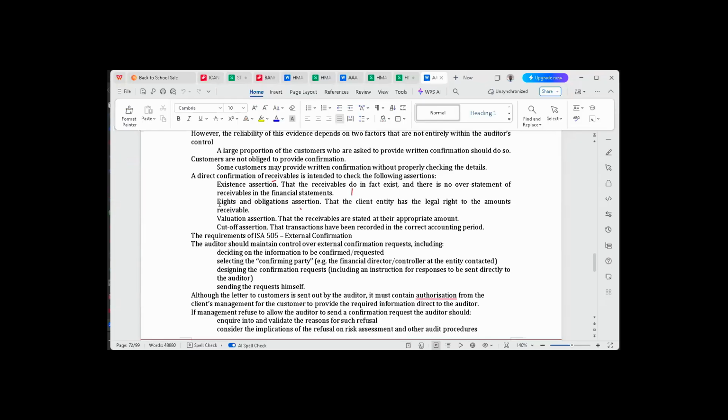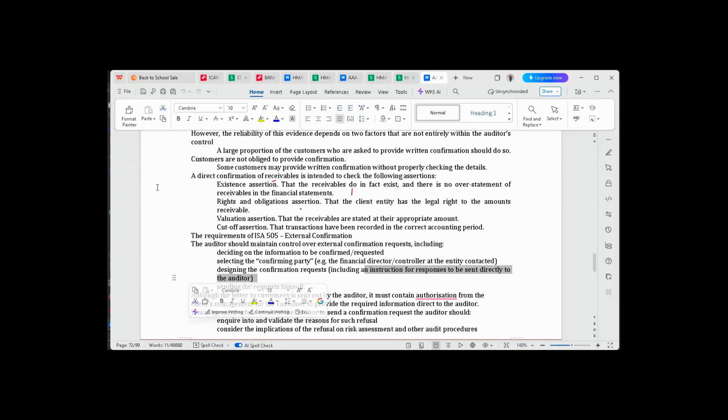So the requirement of ISA 505 as regards receivables is that the auditor should maintain control over external confirmation requests. That is, you need to decide on information to be confirmed, right? You need to decide on the confirming party. For instance, like I said, they are using a debt recovery company to recover your receivables. The auditor needs to confirm if that information is actually true and who is the person. They need to design the confirmation request. That is, you need to write a letter to them, including an instruction for responses to be sent directly to the auditor.